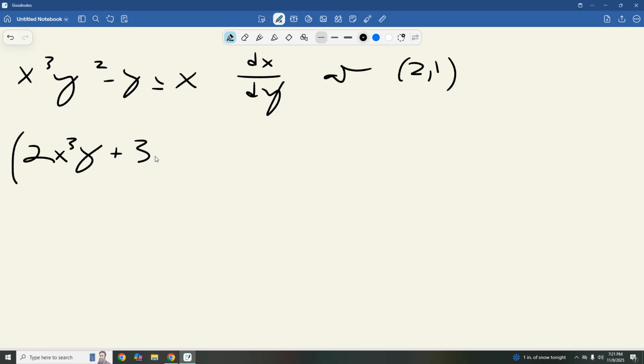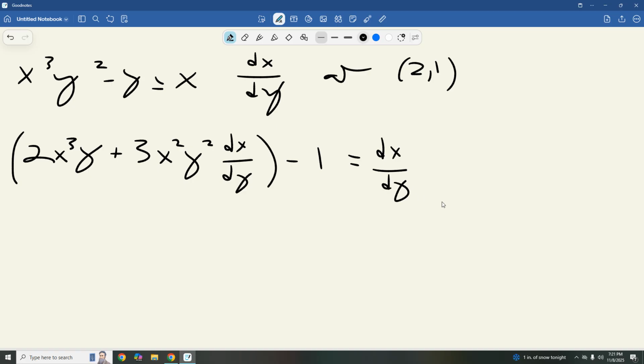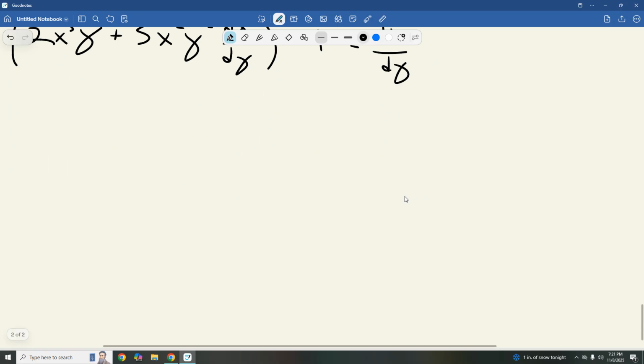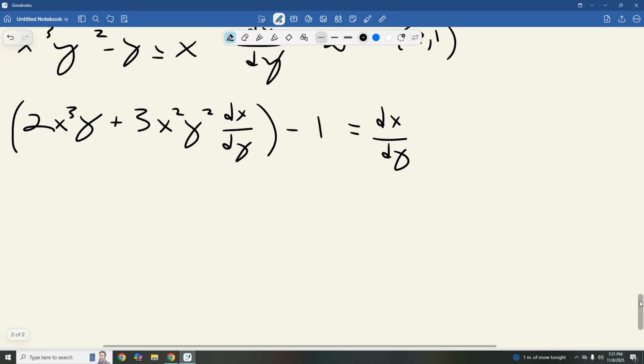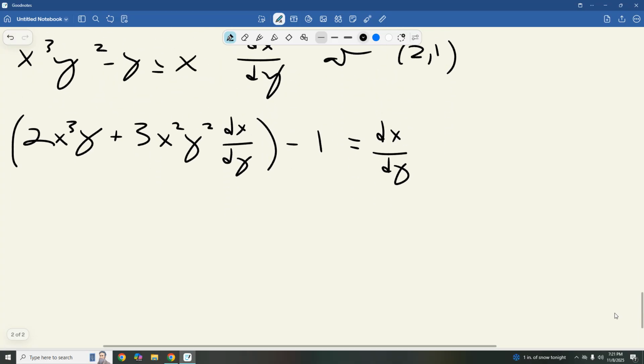So anyway, we're going to keep doing this product rule. So now it's 3x squared y squared, but we need to put the dx over dy here because it's reversed. Now this term is done, so now minus 1, but it's y, and we're differentiating with respect to y, so it doesn't matter, equals x, which is also 1, but we need to put this here because it is different. Okay, so we're here now.